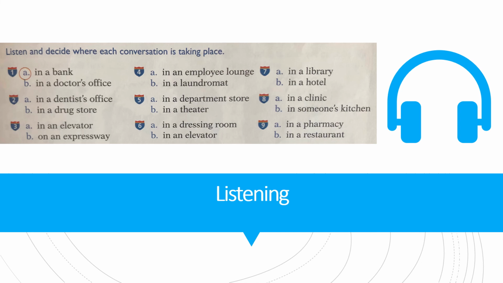6. Did you push the button? Yes, but it won't start. A, in a dressing room. B, in an elevator. 7. We're overbooked tonight. Oh no, what are we going to do? A, in a library. B, in a hotel.